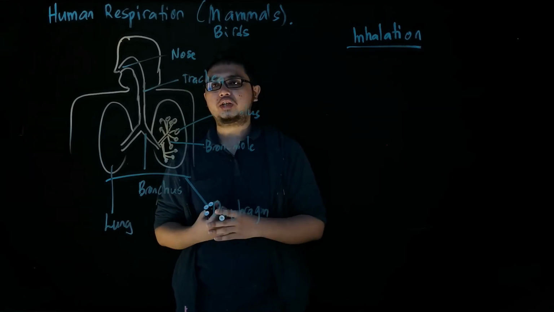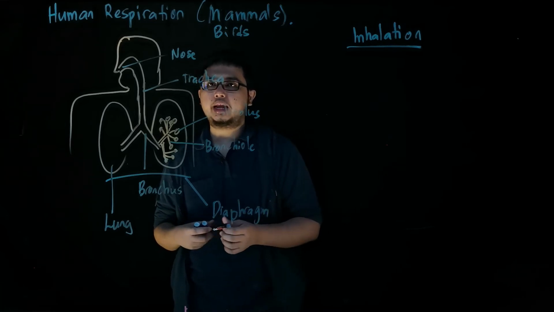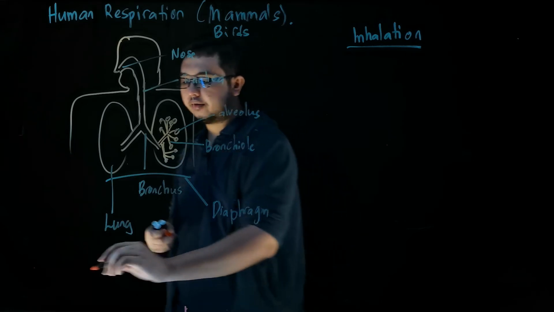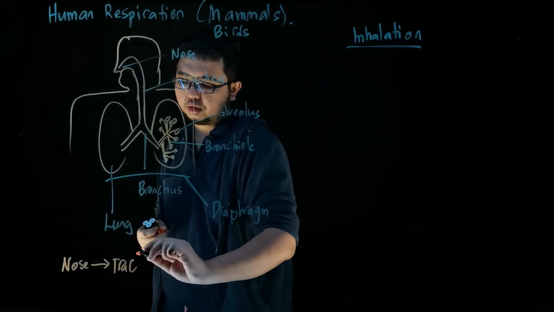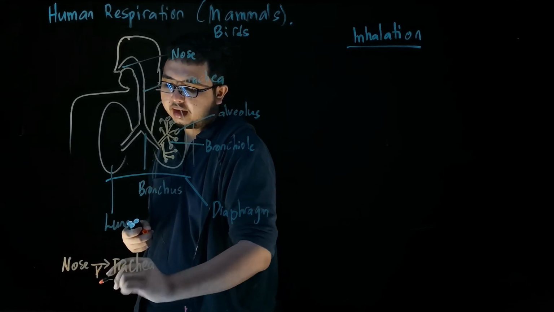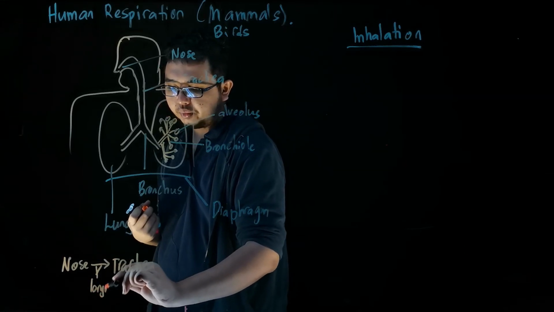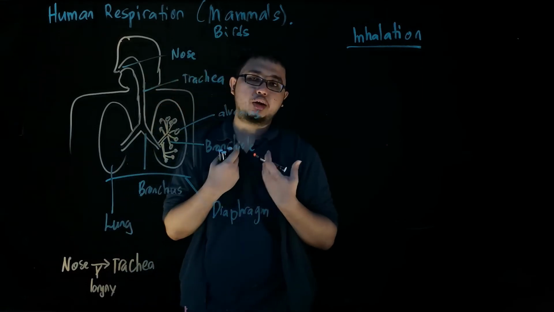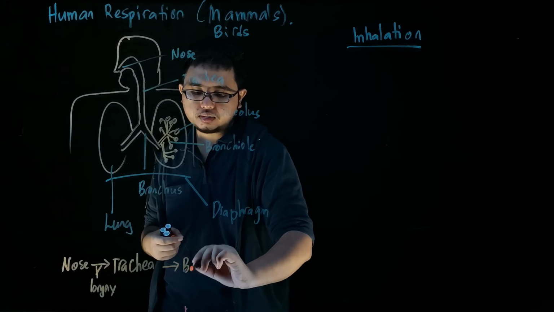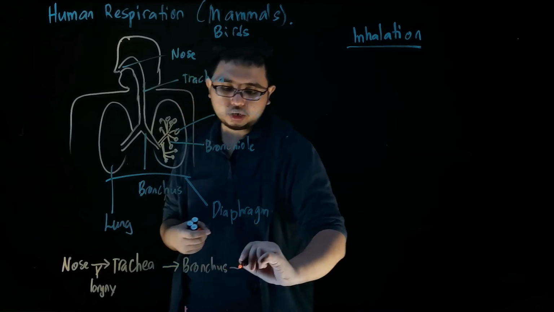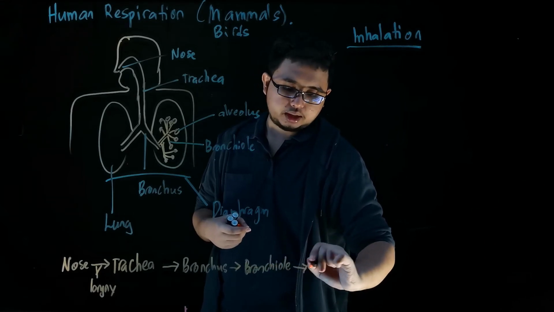So in human respiration, we call this pulmonary respiration, where we use our lung. And the passage goes like this: it enters from the nose down to the trachea, and in between is the pharynx, which has your epiglottis. Here we have our larynx. This is the one that separates your air passage and your digestive passage. And then from the trachea, it goes to the bronchus, and then the bronchiole, and then the alveolus.